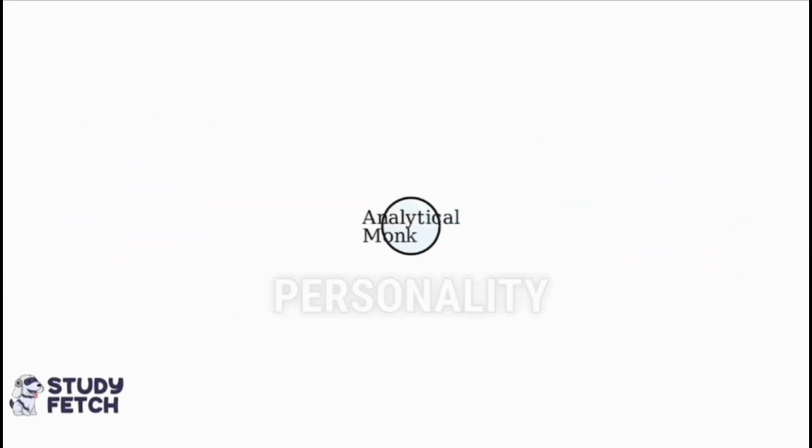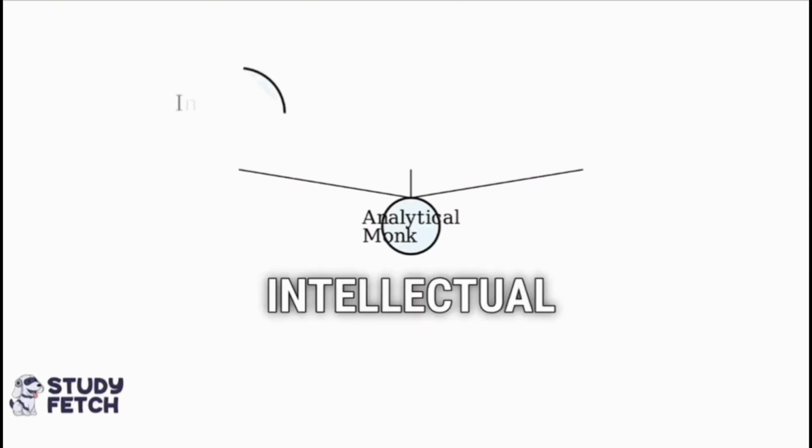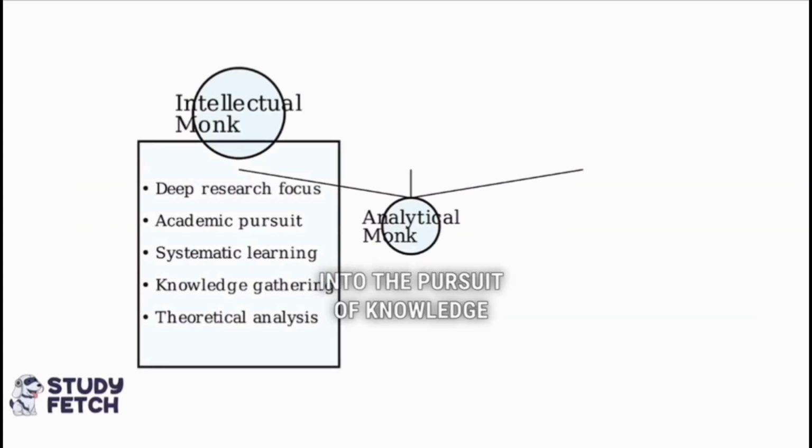The Analytical Monk personality manifests in 3 distinct forms, each with unique characteristics while maintaining the core analytical nature. From this central type, 3 distinct subtypes emerge, each representing a different expression of the analytical personality. The intellectual monk channels their analytical energy into the pursuit of knowledge and understanding.